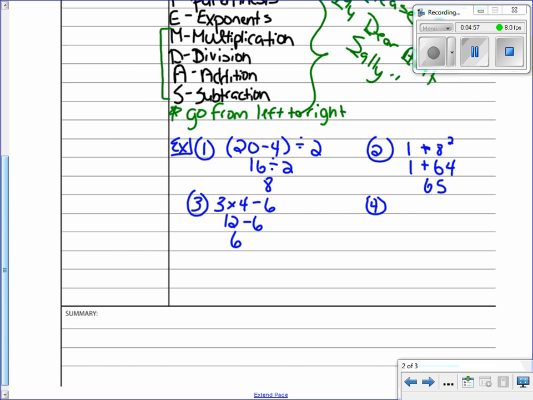Example 4. 13 plus 40 divided by 10. Going through my steps, I have plus and I have divide. The first thing that I need to do, according to PEMDAS, is divide. So 40 divided by 10 is 4. So I'm left with 13 plus 4, which gives me my final answer of 17.